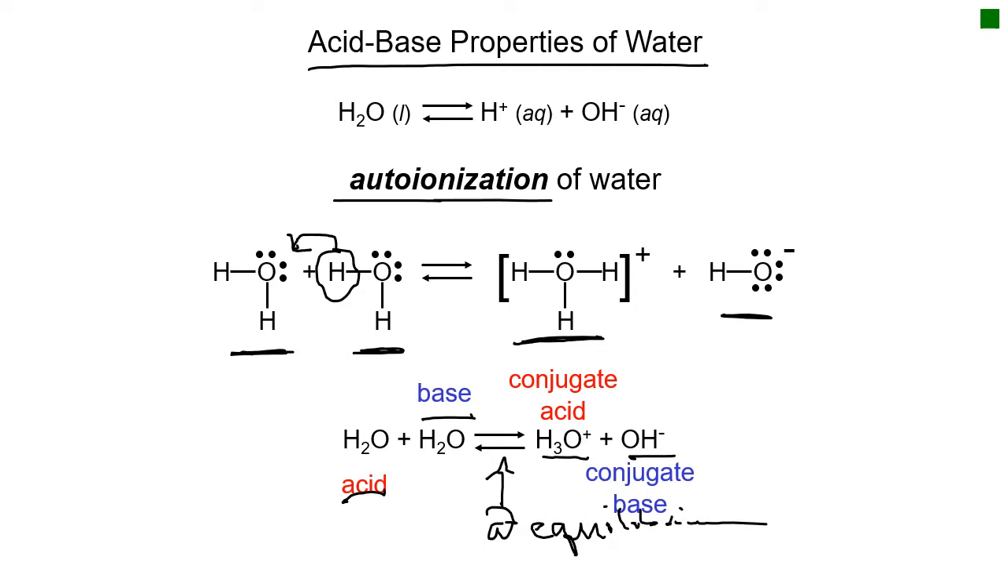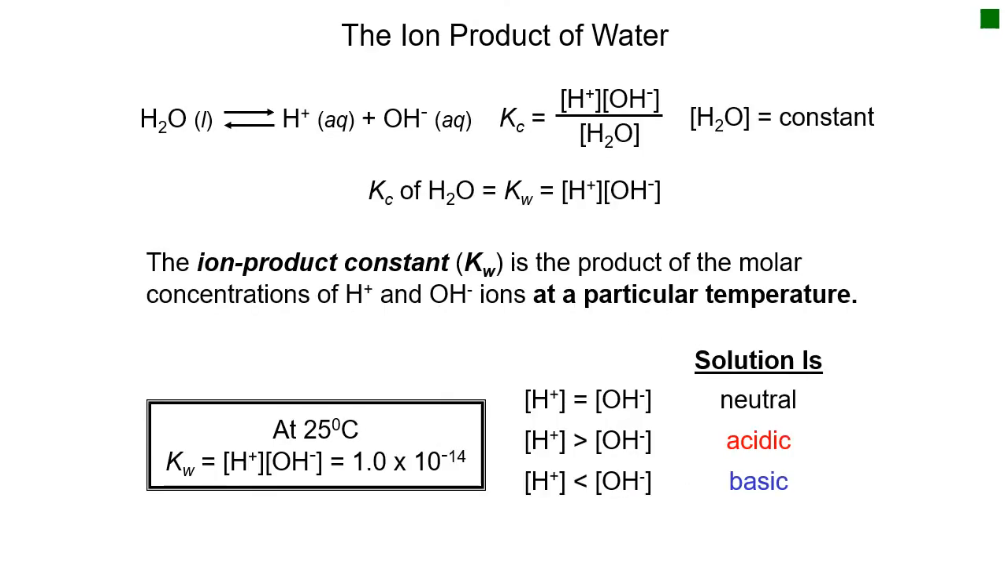and it's going to occur for all aqueous solutions. So all aqueous solutions, so anything that is in water, is going to have water itself auto-ionizing. Now, why do we care? We care because this is going to generate our pH scale.